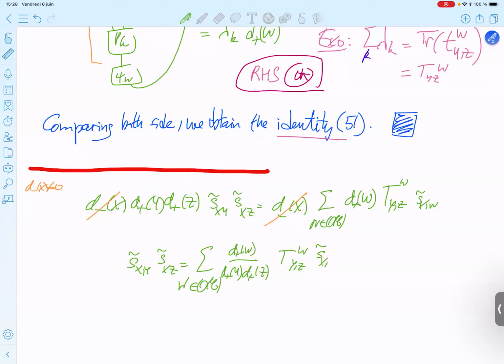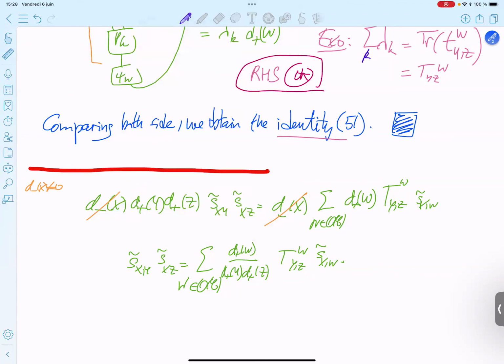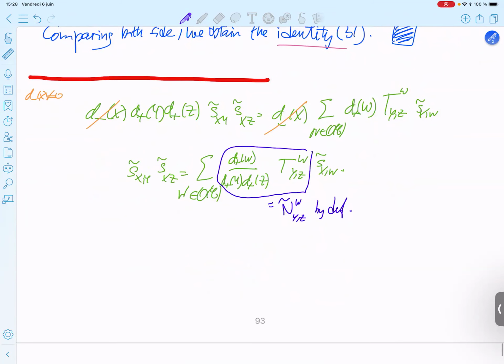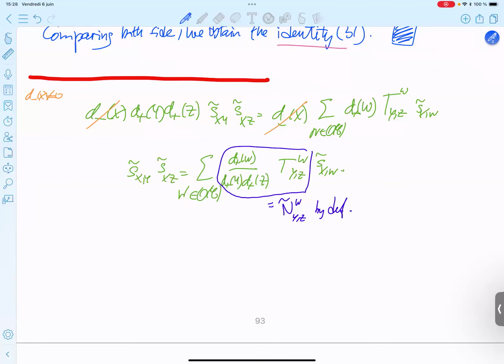And this is nothing but this is equal to n by definition. By definition. So we are done. We get exactly the Verline formula in the non-spherical case we expected. Okay.